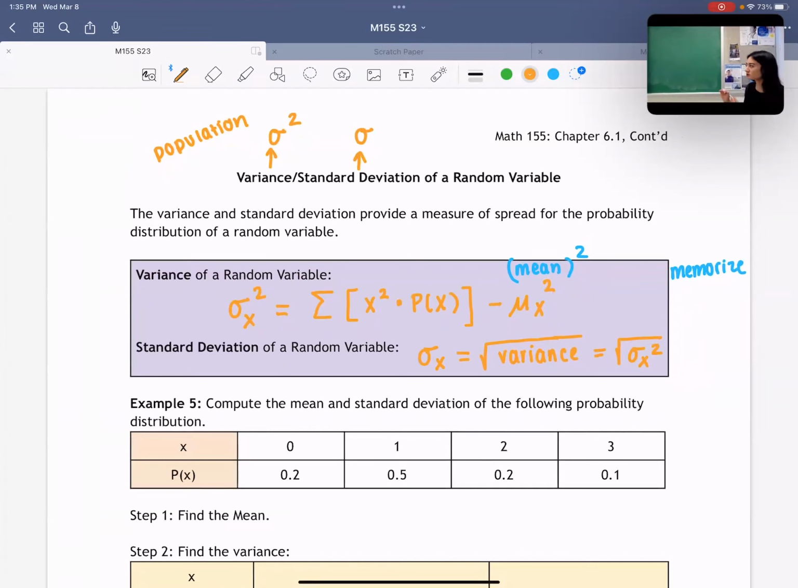Okay, I know they look scary. I promise you there'll be an easier way to go about doing this without just reading the formula and being able to figure out what's going on.